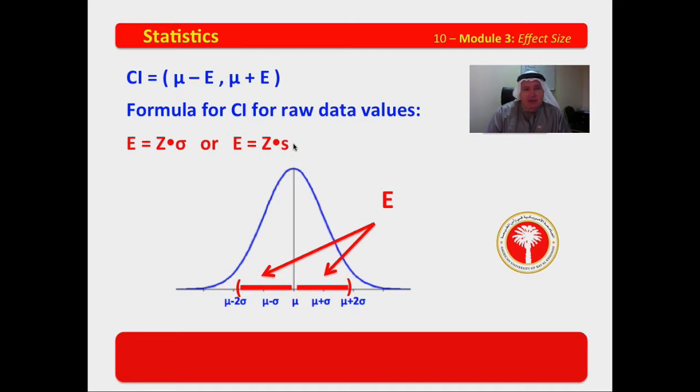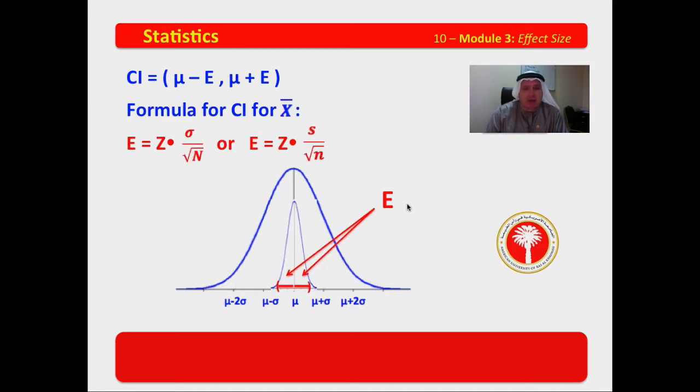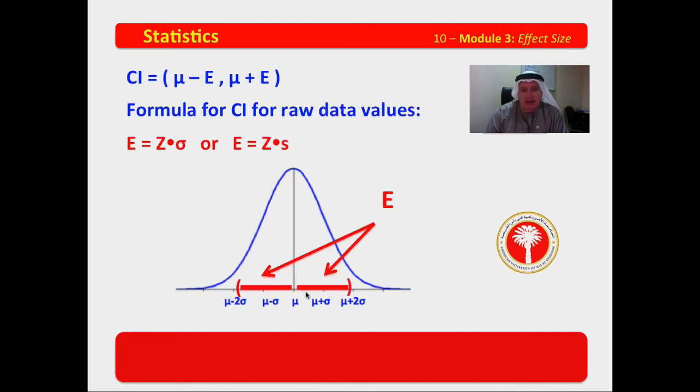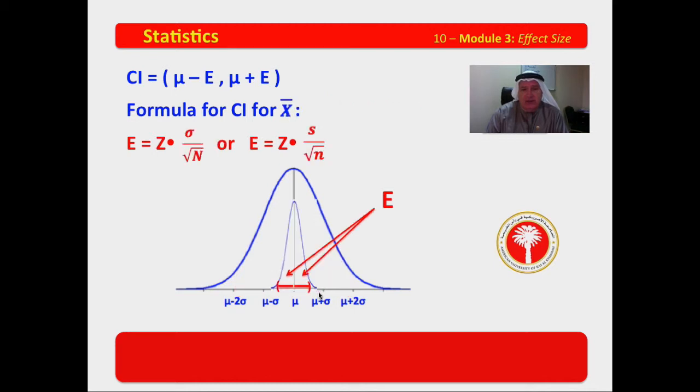I actually believe that this is a much more important formula than this because we will know the standard deviation of the sample. Many times we will not know this, and most of the time we will not know the standard deviation of the population. Now, here's the important one. The confidence interval for an X bar distribution. You see, here's the effect size for a raw data distribution.